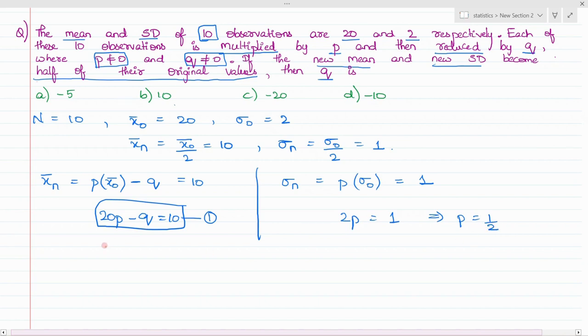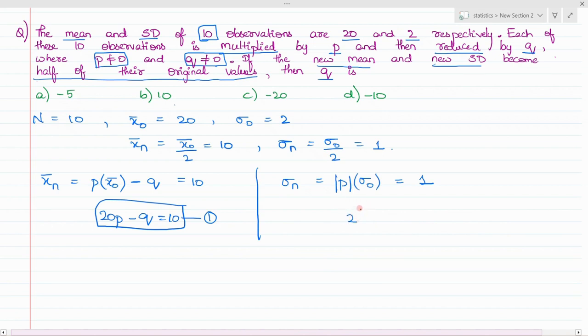So when you substitute this p over here, you will get this 10 and this 10 will get cancelled. You will get q as 0. But do you have any option? And in the question, it is also told that q should not be equal to 0. So somewhere we have done a mistake. Where it is, if you clearly observe, in the standard deviation, we need to take the mod value of the constant, right? So this absolute thing is very important.